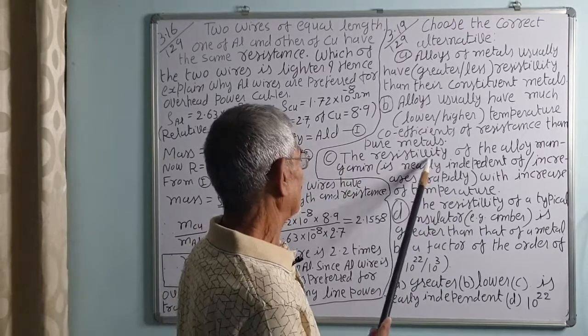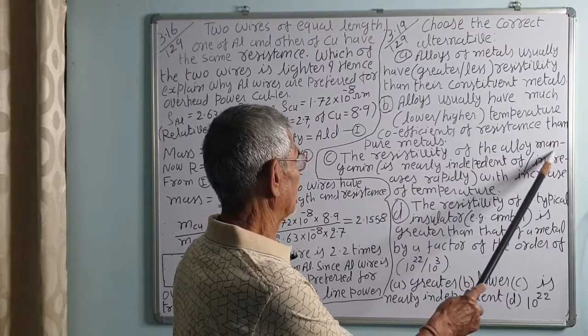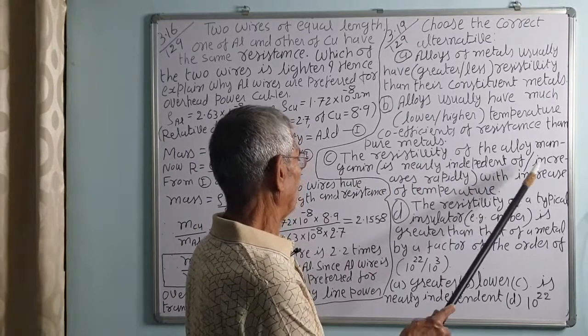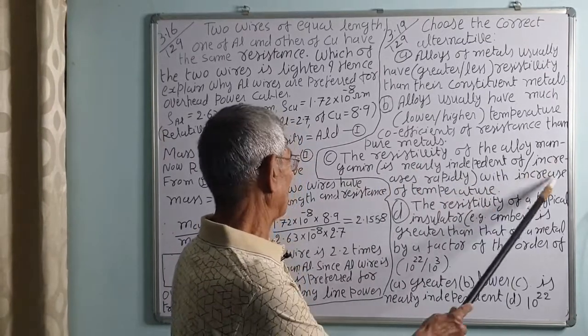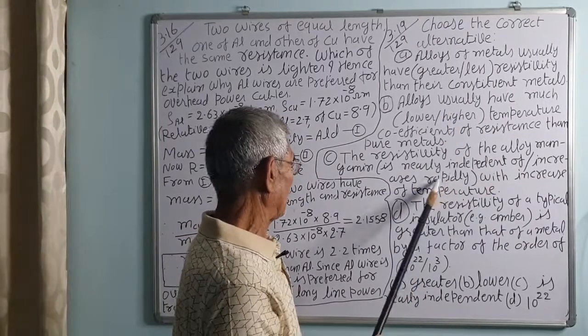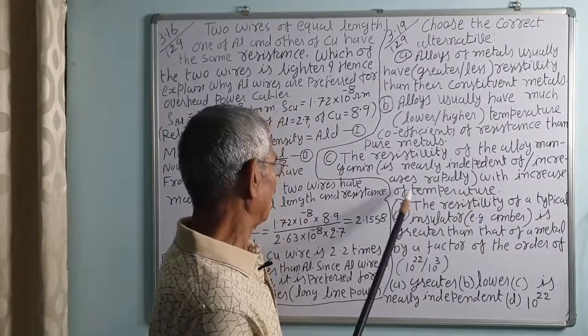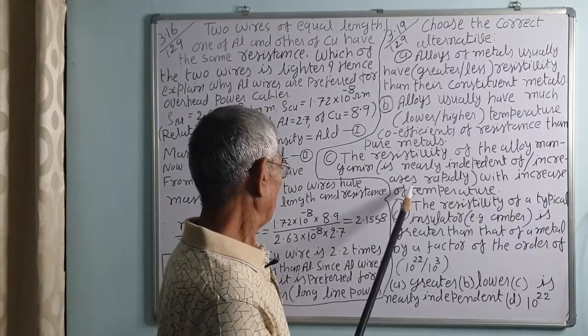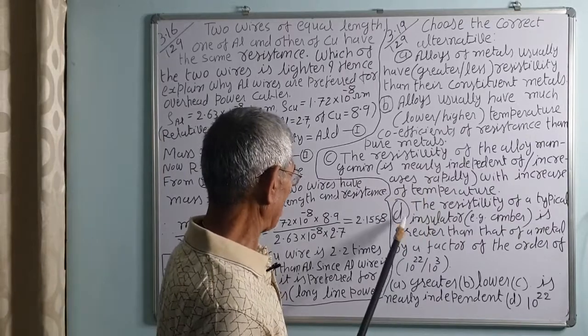C. The resistivity of the alloy manganin is nearly independent of or increases rapidly with the increase of temperature. Just as we have seen here, it is independent of the temperature. It does not increase much, with only a negligible rise of resistivity with the rise of temperature. If we plot a graph, almost it will be a straight line.